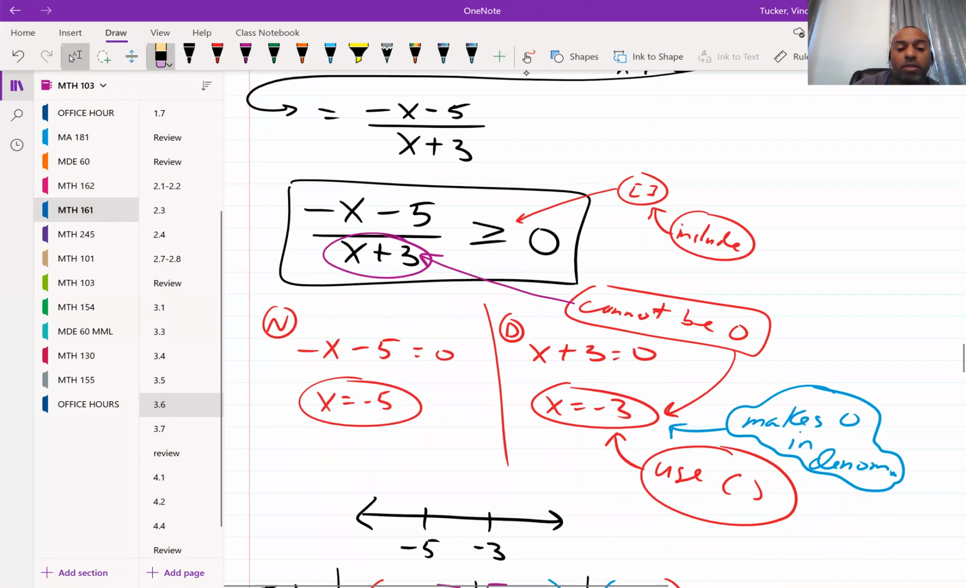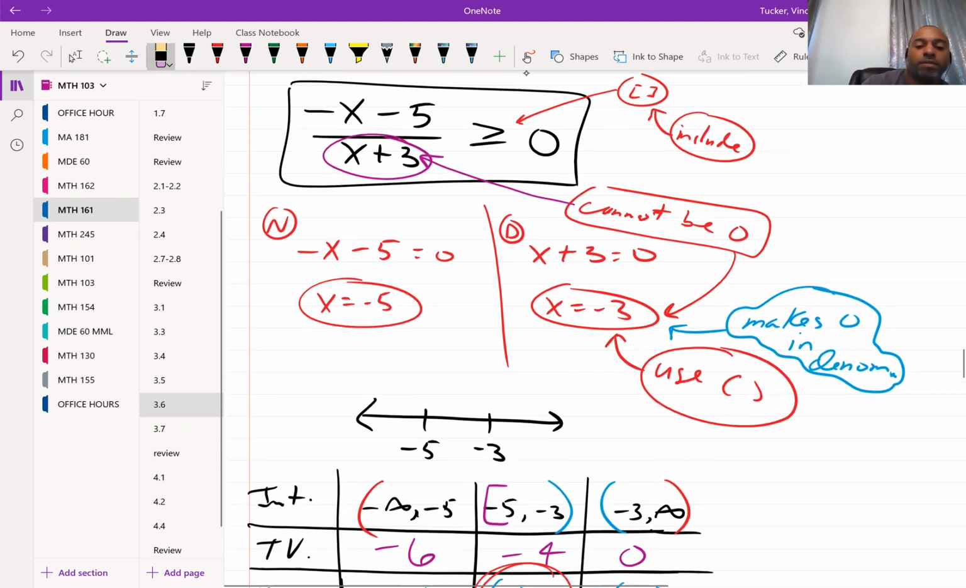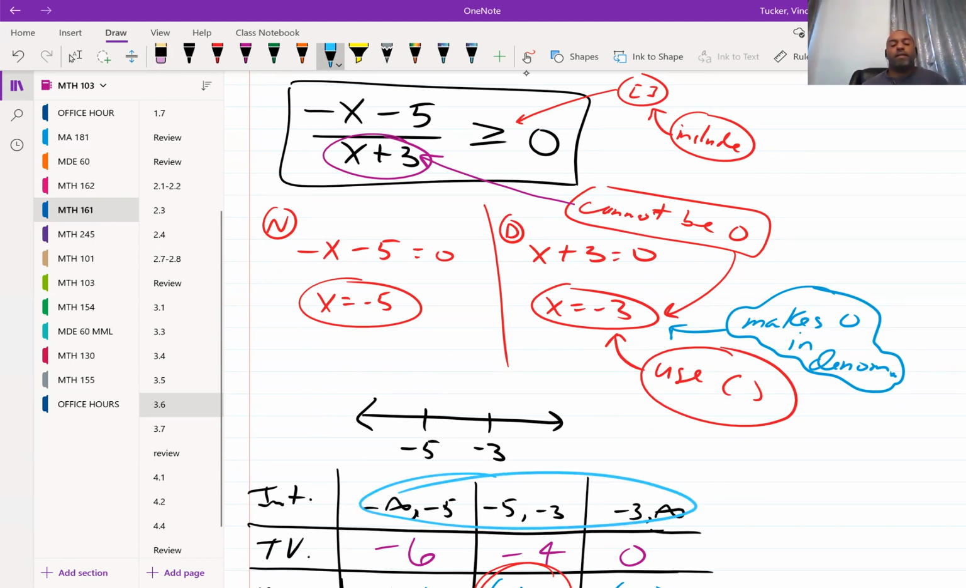So when we talk about the interval being set up, we get negative infinity to negative 5, negative 5 to negative 3, then negative 3 to infinity. All right. So before we go any further, is everybody okay with that top row, having our intervals?